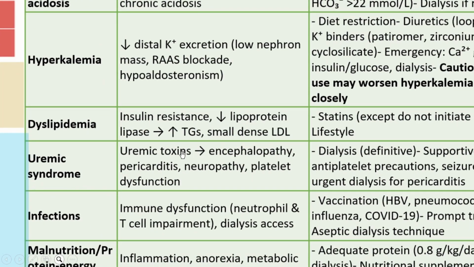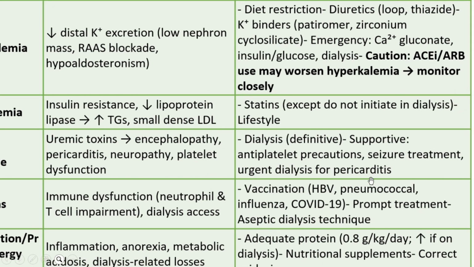Uremic syndrome is going to be caused by accumulation of uremic toxins. This is going to cause encephalopathy, pericarditis, neuropathy, and platelet dysfunction. So uremia is one of the indications for dialysis. And then we shall do supportive antiplatelet precautions to avoid maybe thrombus formation. Then we can give seizure treatment for those who develop uremic encephalopathy. And then urgent dialysis when we have pericarditis.